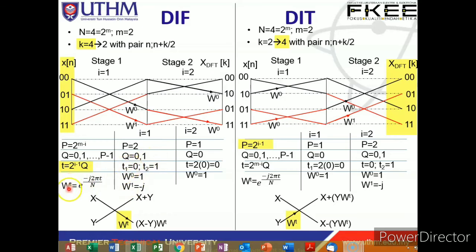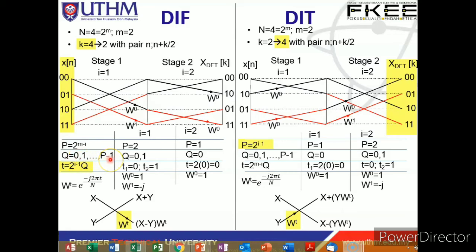And T is referred to WT, where we will have W0. You can see in the previous slide how we can calculate W0 and W1. So W0 equals 1, W1 equals negative j. Next is the specific stage I equals 2. We will have number of stages equals 2 minus the specific stage, which is 2. 2 to the power of 2 minus 2 equals 2 to the power of 0, where we will get the value of 1.